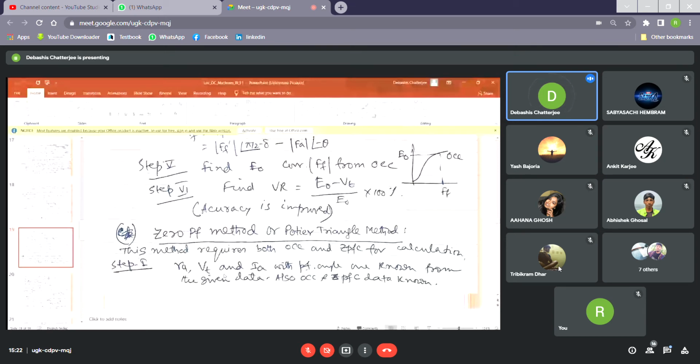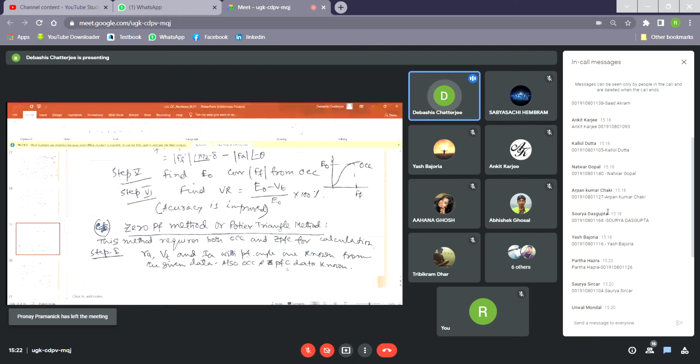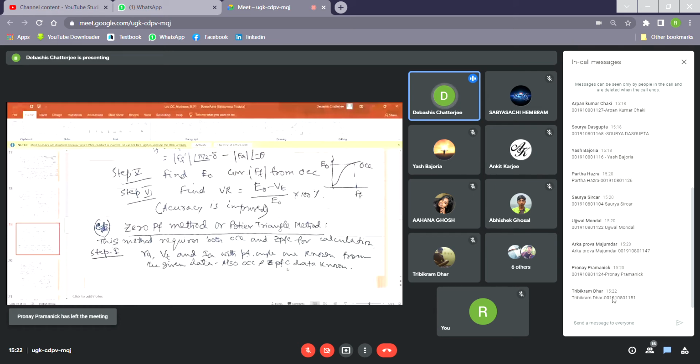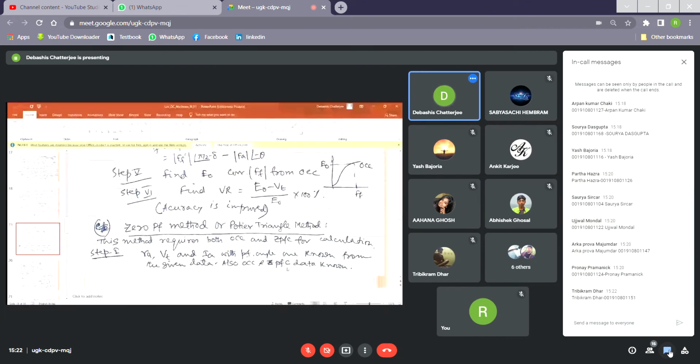And here, you require the OCC and ZPFC data. In the other case, the MMF method, we used the data of OCC and SCC, short circuit characteristics. But here, you must know the data of OCC and zero power factor characteristics. Now, from the OCC and ZPFC, you can draw these two characteristics, and from there you can draw the Potier triangle.